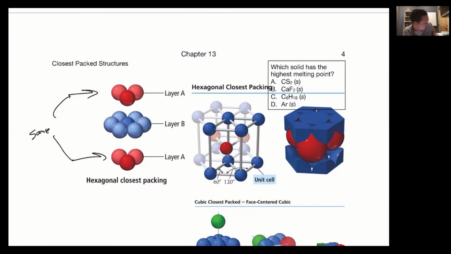And I don't know if they talk about packing efficiency on this one. They should. It might also be just 74%. I think it is 74%.